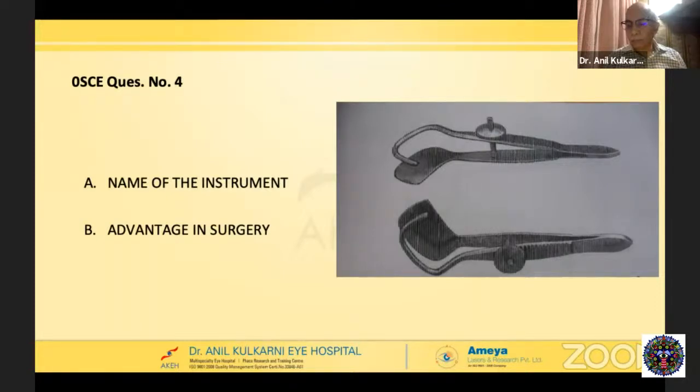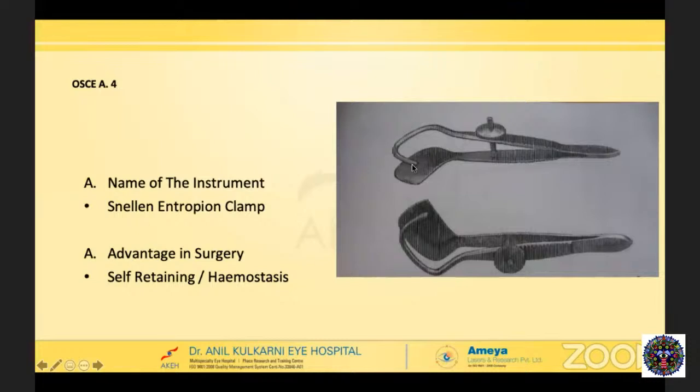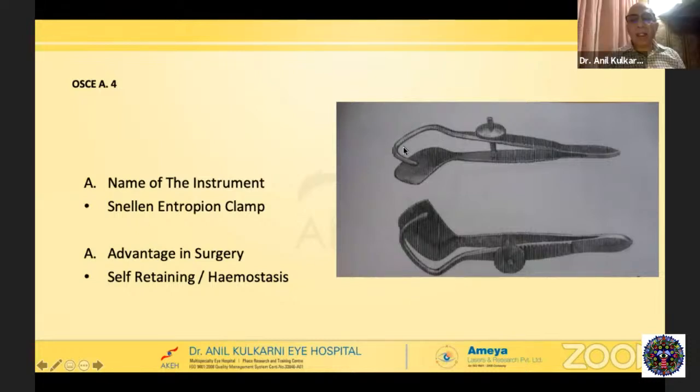Entropion clamp. So the name of the instrument is Snellen entropion clamp. And the advantage in the surgery is that it is self-retaining and gives rise to hemostasis. Now remember students, in case these common instruments have a name by which they are known, for getting full marks, you need to write the names also. You can't simply say entropion clamp. You can talk about right side, left side, that's a different matter.